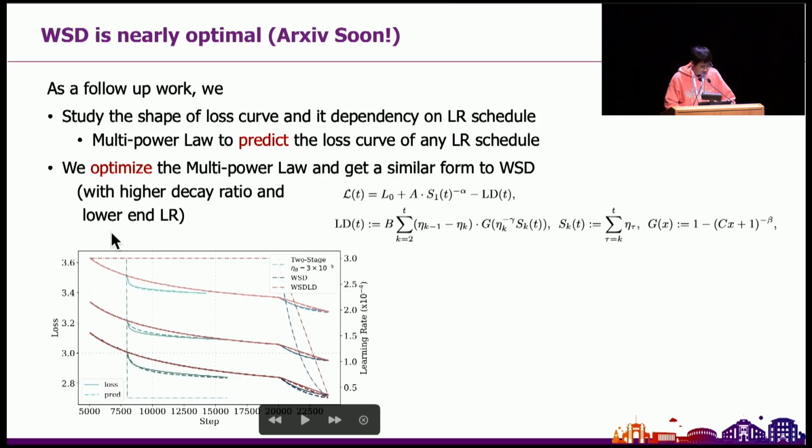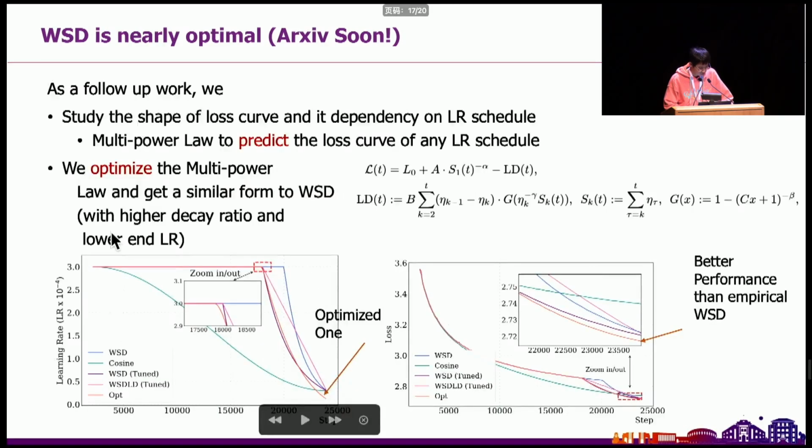As a follow-up work, we also study the shape of the loss curve, which depends on the learning rate schedule. We propose a multi-power law to predict the loss curve of any learning rate schedule. Based on that, we also optimize the multi-power law and get a form similar to WSD, but with a higher decay ratio and a lower ending learning rate. In practice, the optimized scheduler produces better performance than the empirical WSD.